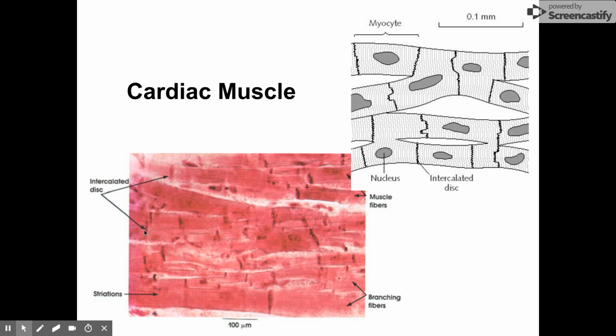Intercalated discs are these dark lines that are the connections between the cells. You can still see the striations, but they're shorter and branched. They're not the long cylinders that we had before.